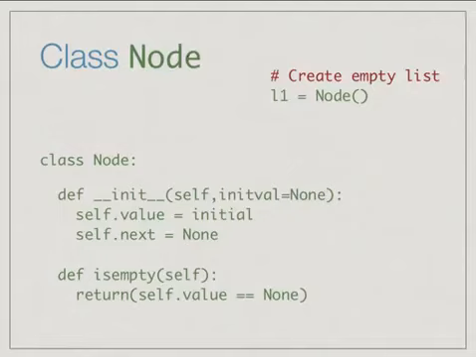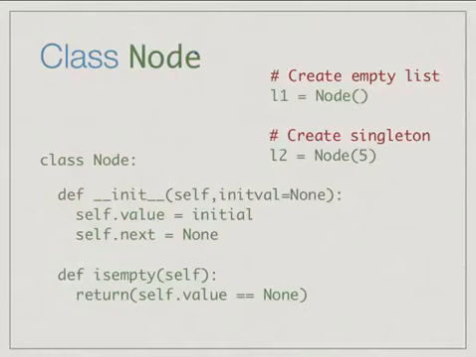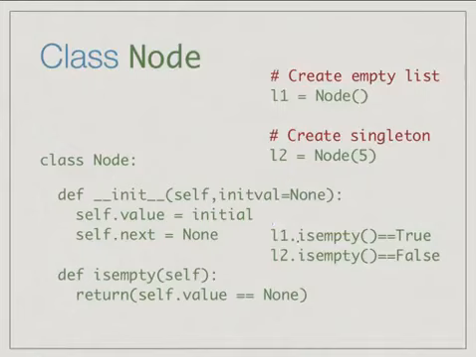Okay. So here is a typical thing. We say L1 is equal to Node. This creates an empty list because it's not provided any value. So the default initial value is going to be none. If I say L2 is equal to Node(5), this will create a node with the value 5. So it will create the singleton list that we would normally write in Python like this. If I ask whether L1 is empty, the answer will be true. If I ask whether L2 is empty, the answer will be false because self.value is not none.